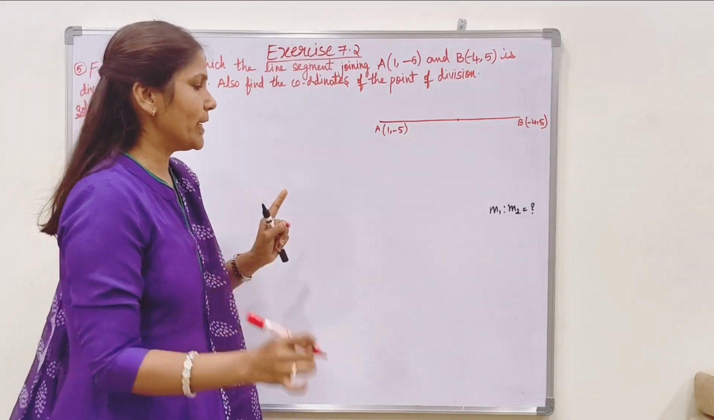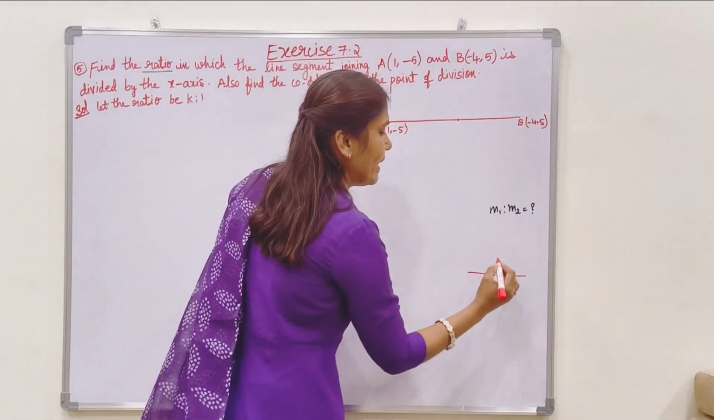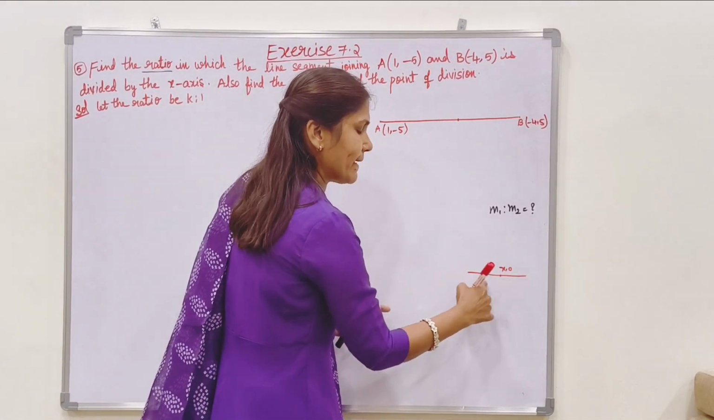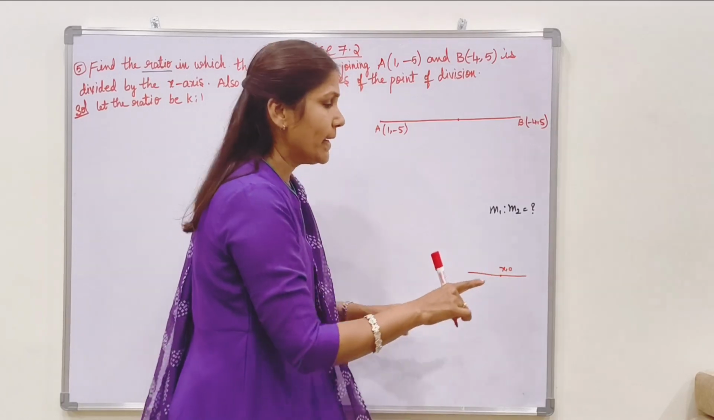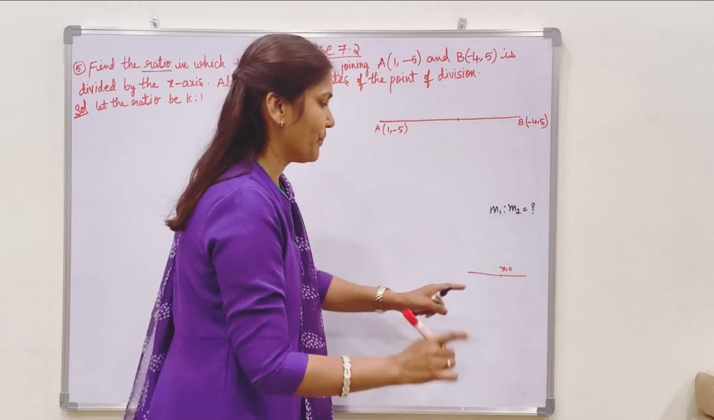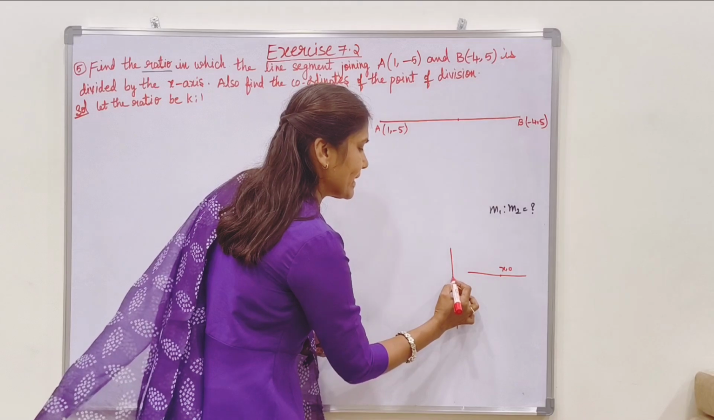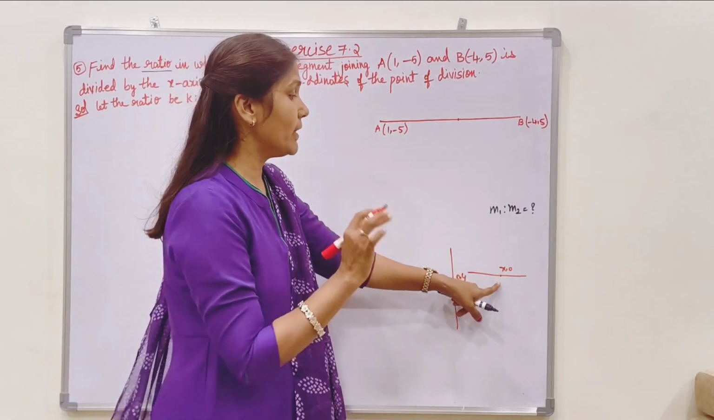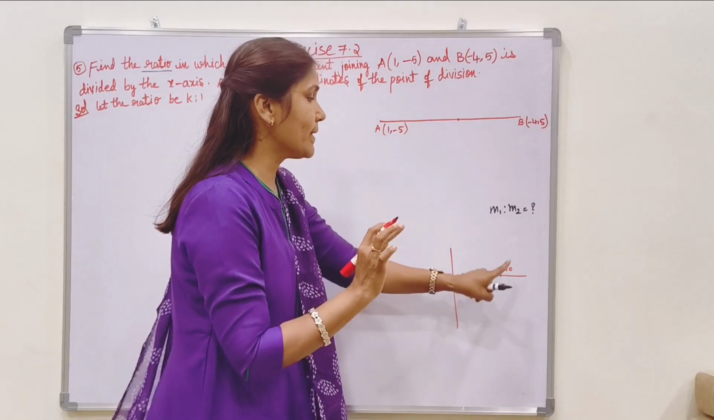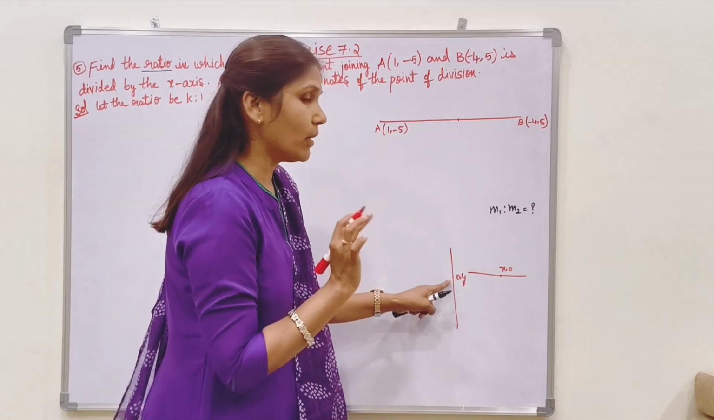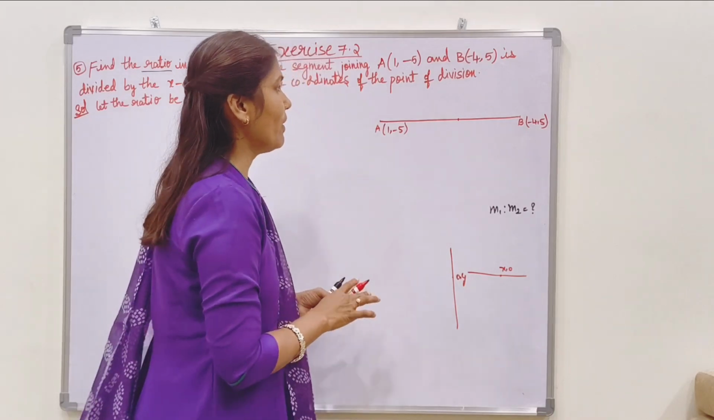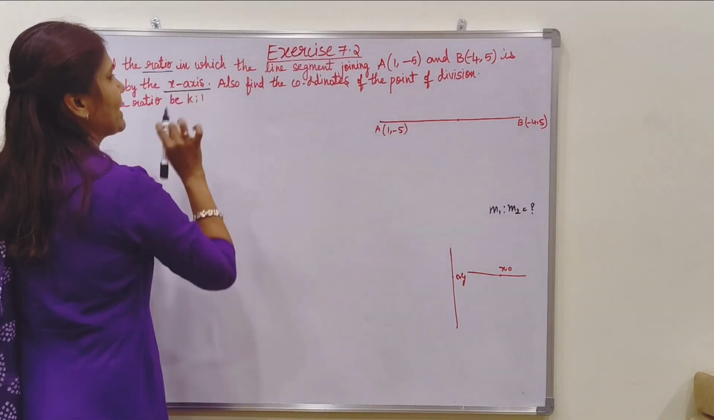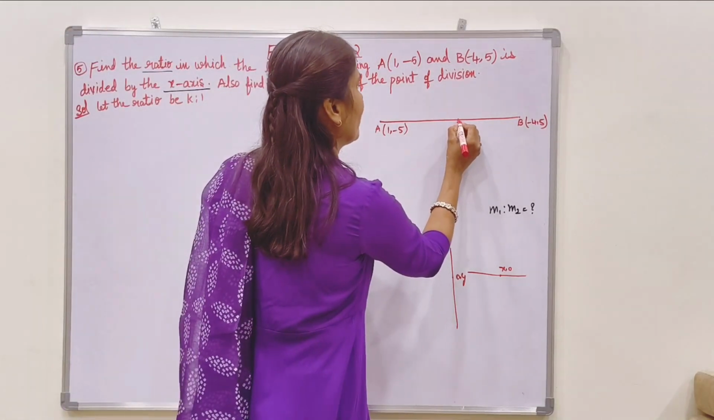X-axis means what are the coordinates? See here, any point on the x-axis, what are the coordinates? X, 0. On the x-axis you will get one number, and here one more coordinate, 0. Otherwise on the y-axis means it will be 0, y. X-axis coordinates, x, 0. And on the y-axis coordinates, 0, y. So it is telling on the x-axis.